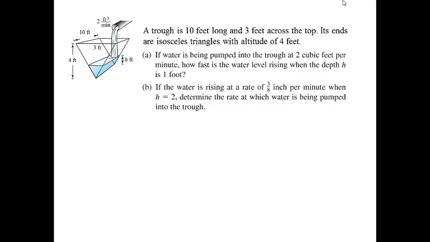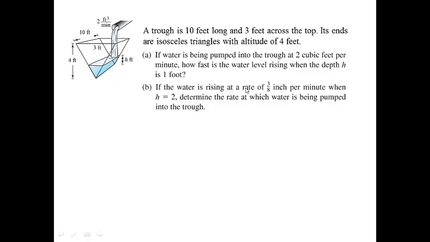Okay, a trough is 10 feet long, 3 feet wide at the top, and its ends are isosceles triangles. Isosceles meaning that the two sides here are equal length. Okay, we don't know what those are because they just gave us the top. But they do give us an altitude. Altitude is how high it is, so that's the height is 4.